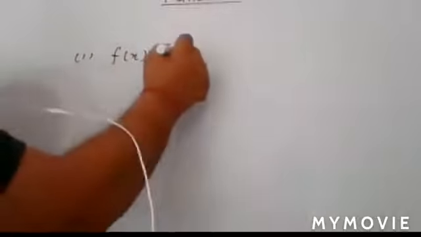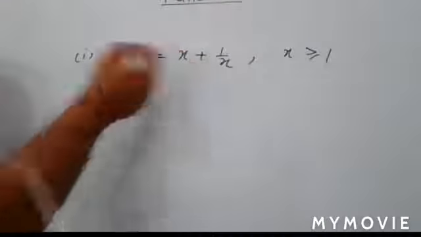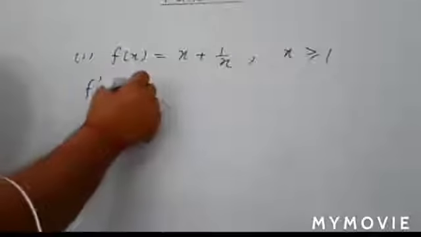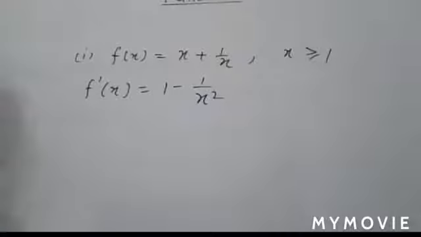Here your function is given, f(x) is equal to x plus 1 upon x, and the value of x is given, x is greater than or equal to 1. You have to check if the function f(x) is strictly increasing or strictly decreasing for the given values of x. Understand? So first you differentiate it. So f dash x is equal to 1 minus 1 by x square. Note that point.